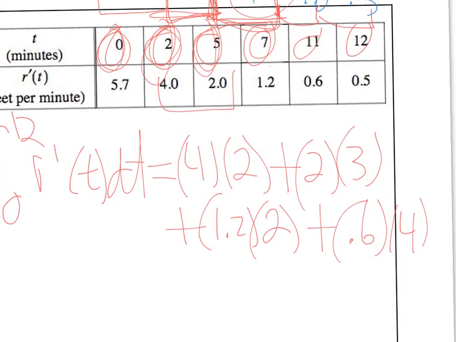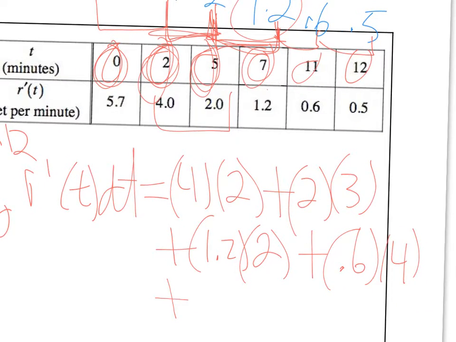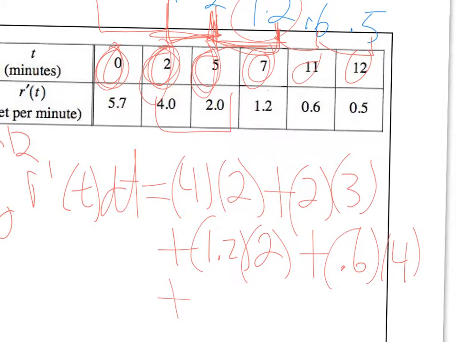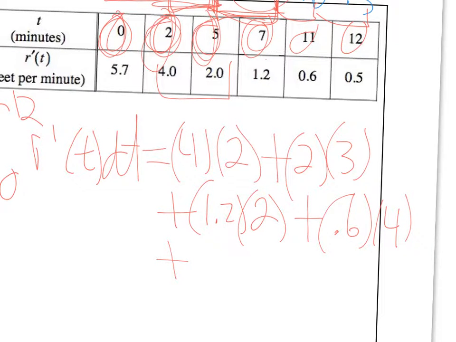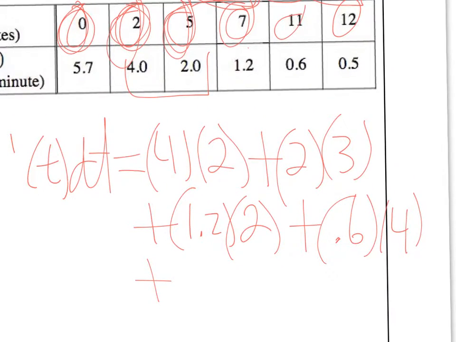And the last rectangle is plus. Now this one, how big is this rectangle? This rectangle is 0.5 tall, right? At 12, it's 0.5 tall, and it's only 1 wide. So from 11 to 12. So the height is 0.5. The y value is 0.5, so 0.5 times 1.